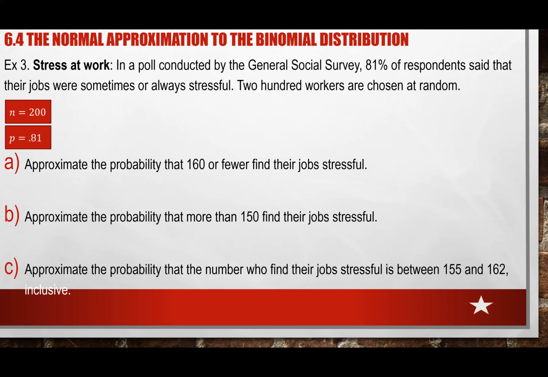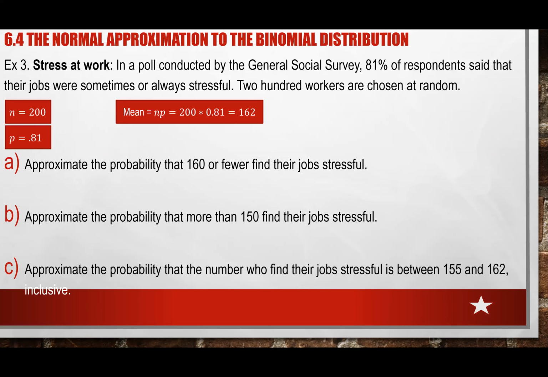So looking at this item here, we know that we need the mean and we need the standard deviation in order to find the normal CDF or even the inverse norm. Without the mean and without the standard deviation, we cannot calculate the area under the curve or the probability. So how do I find the mean? To find the mean, we take n times p, which is 200 times 0.81.